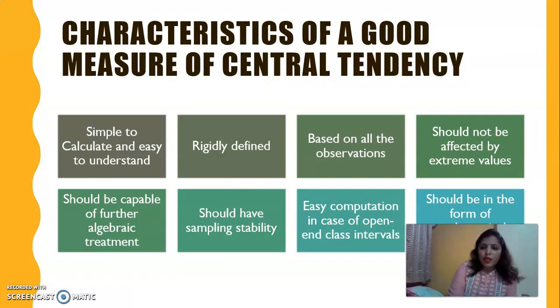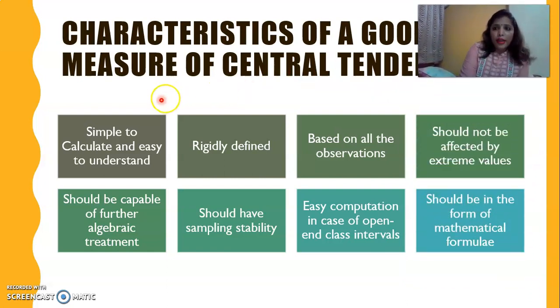Then next comes the characteristics of a good measure of central tendency. So number one is it should be simple to calculate and easy to understand, because if the calculation is very rigorous and it requires a lot of effort, it may not be used by an ordinary researcher. Second comes, it should be rigidly defined. Rigidly defined means that the formula which is used for calculating the average should be the same whenever it is used by any researcher in and around the world.